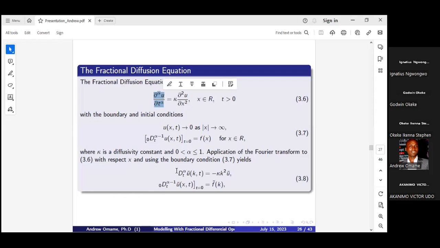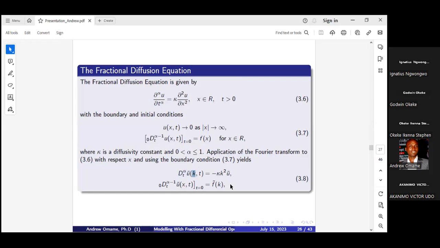This fractional derivative will still be there. It's only the variable that will now change. Instead of u(x,t), you now have u(k,t). I'm taking the Fourier transform with respect to x, so my variable will change from x to k. That's why I'm having this k here instead of x. When you transform, there's a change of variable. What a transform does is change from one variable to another, but still preserving the solution properties.